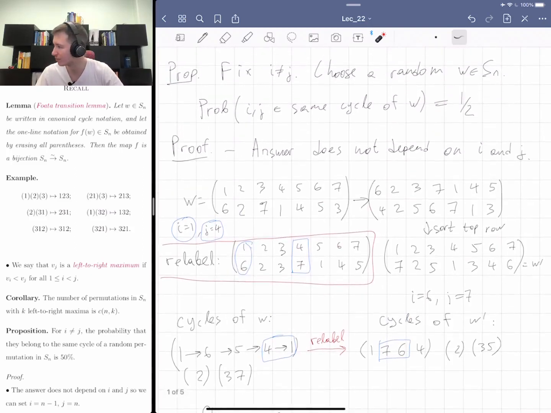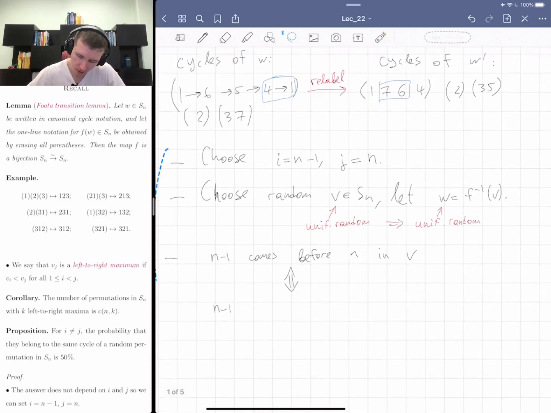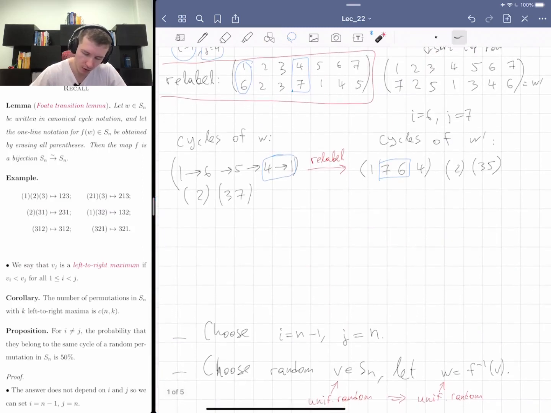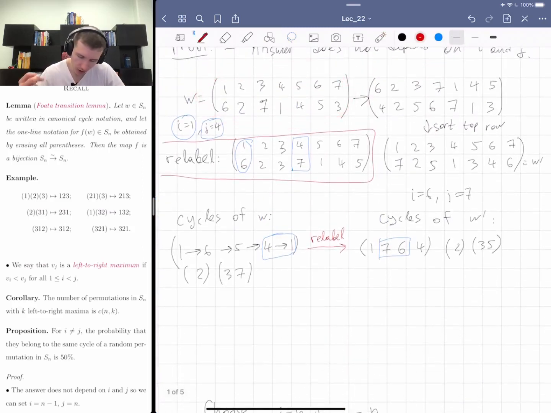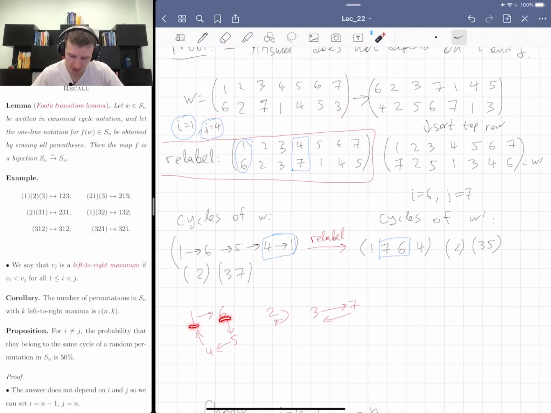Yeah, the point is you can draw a permutation. Let me explain it in a different way. You can take your W here, which let's say looks like this, and you can draw it as a directed graph. 1 goes to 6, goes to 5, goes to 4, goes to 1, and then 2 goes to itself, and then 3 goes to 7, 7 goes to 3. That picture here is the same information as W, right?